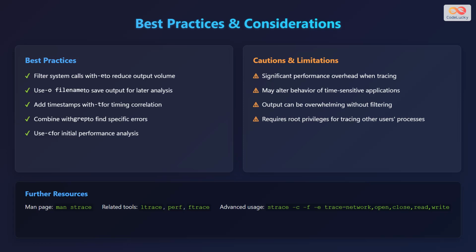Here are some cautions and limitations to keep in mind. Strace can introduce significant performance overhead when tracing. It may alter the behavior of time-sensitive applications. The output can be overwhelming without filtering. And it requires root privileges for tracing other users' processes.